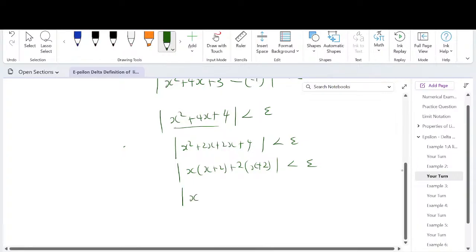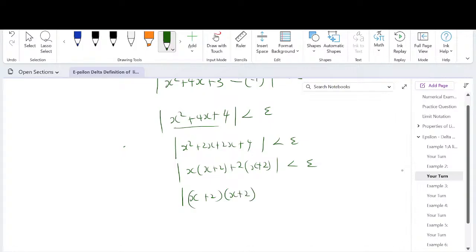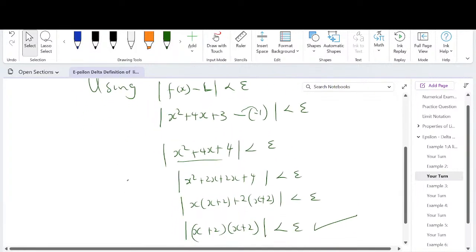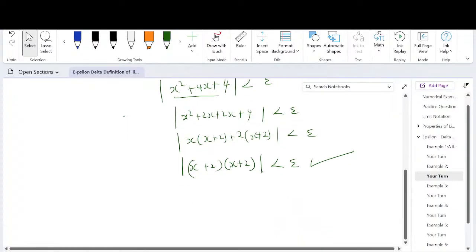x plus 2 into x plus 2, less than epsilon. Wow, something interesting is here. Look at what we have here. I need you to take it from here and let's see what you have. Take it here and finish it. You need to do something here to get to the final answer.